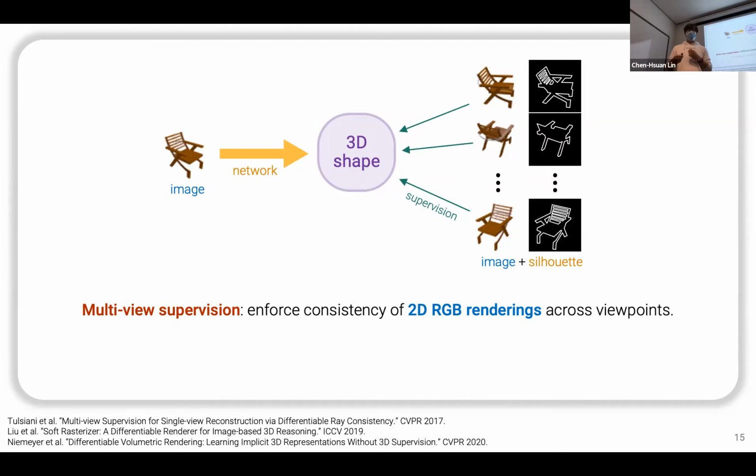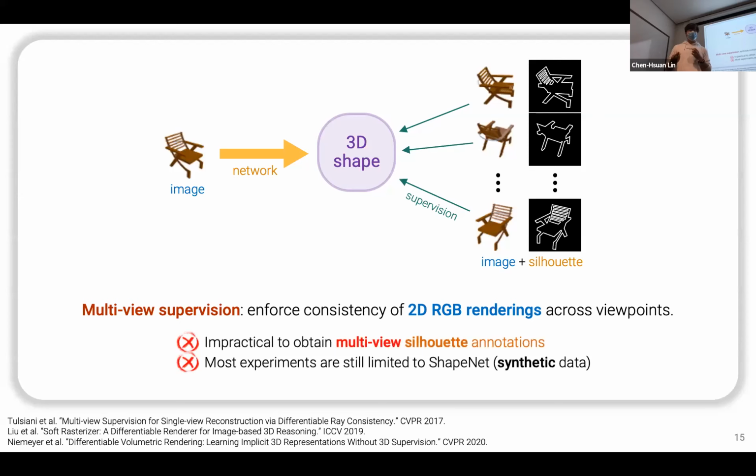But this is still kind of impractical, because it's not as easy to annotate multi-view silhouettes in contrast to just annotating a single image. For this reason, most of the experiments today using this kind of method are still limited to synthetic data, for example ShapeNet, because it's still hard to scale these annotations to real world images. You can imagine that if you want to annotate a real world video, you will have to annotate every frame of the corresponding object, and that's still tedious.